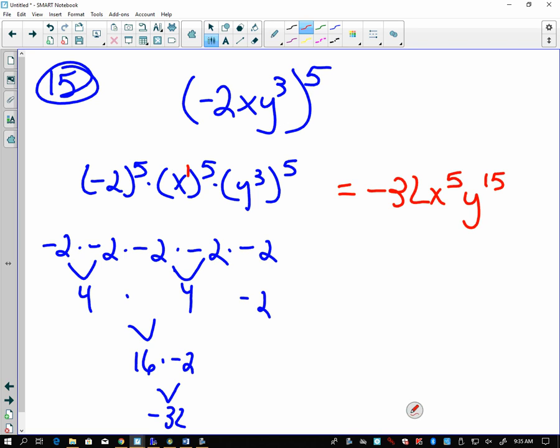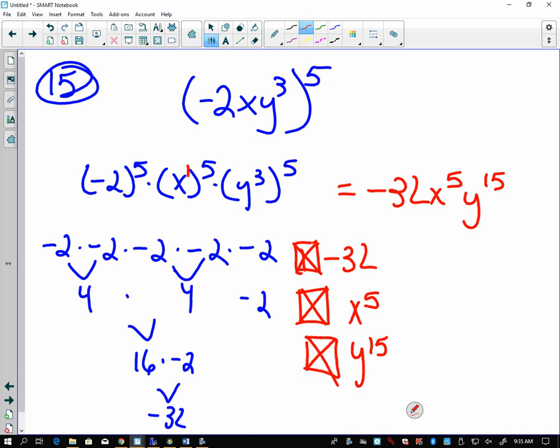So this is going to be multi-select. What you're going to look for is a negative 32, and you're going to check that box. You're going to look for an x to the 5th and check that box. You're going to look for a y to the 15th and check that box. Does that make sense? There's going to be a whole bunch of other numbers and variables with different exponents listed in there. Those are the 3 that we want to check the box on. Does that make sense? All right.